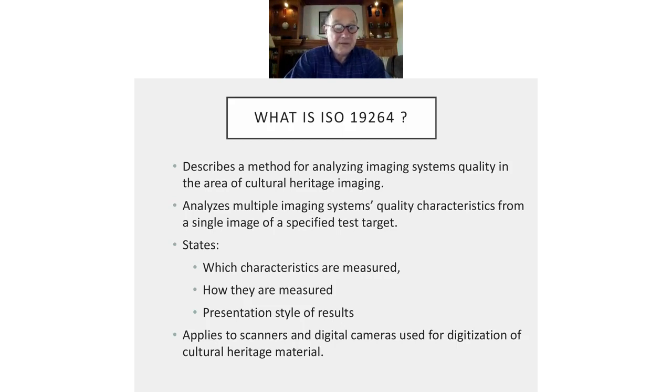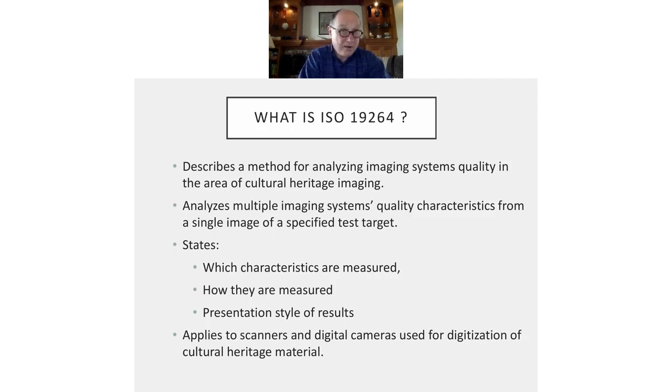It evaluates image quality characteristics from a single image. So we're really trying to make this easy so you don't have to have 5 different targets to measure the performance. One target pretty much does it all. We're not always going to get all of them, but I'm going to cover 95% of them. It states which characteristics are measured, how they're measured, and how the data is presented. It applies to scanners and digital cameras for digitization of cultural heritage material. Okay, so that's the background.